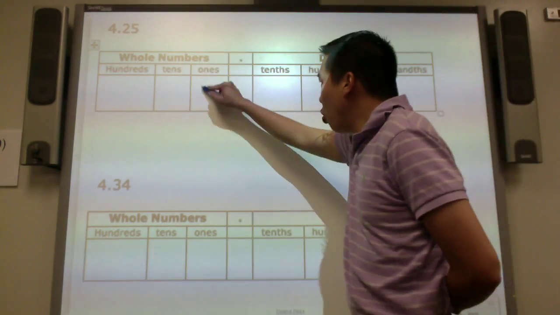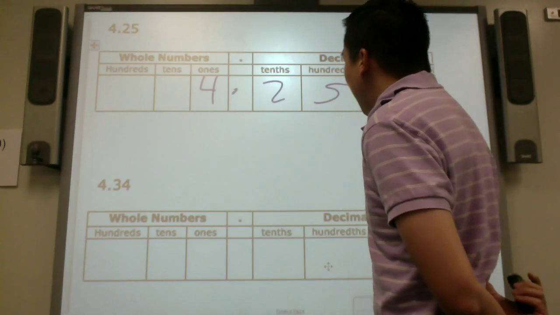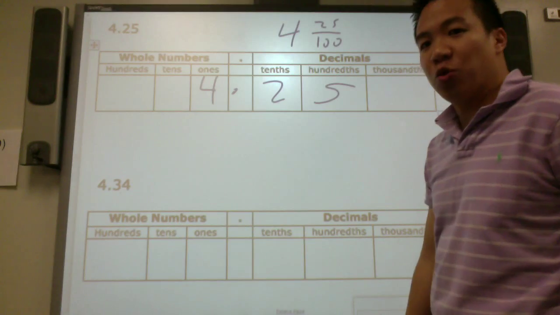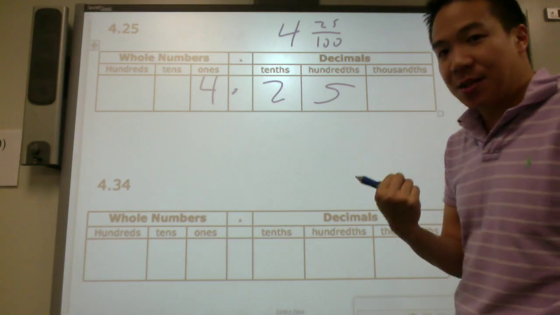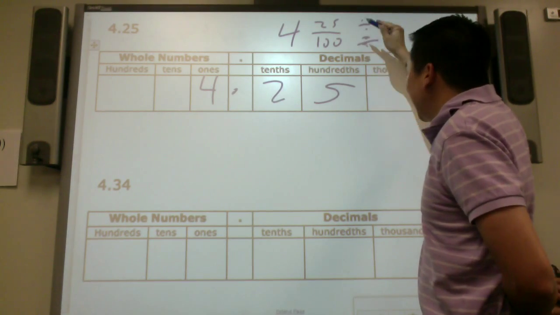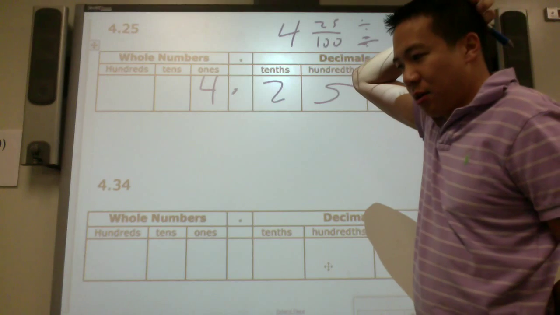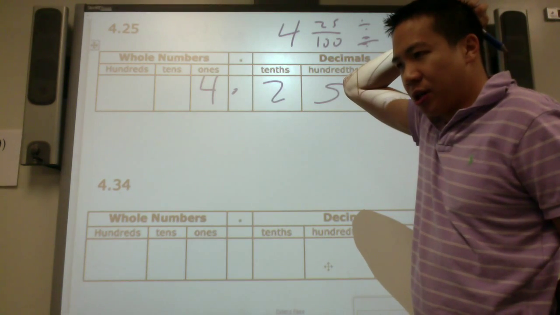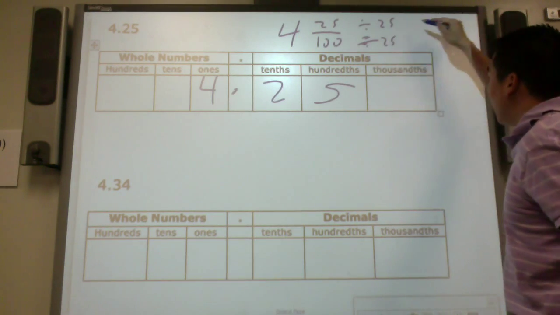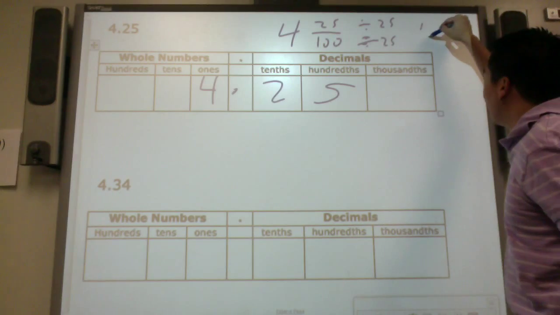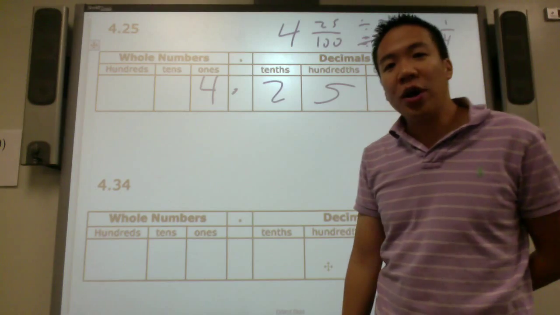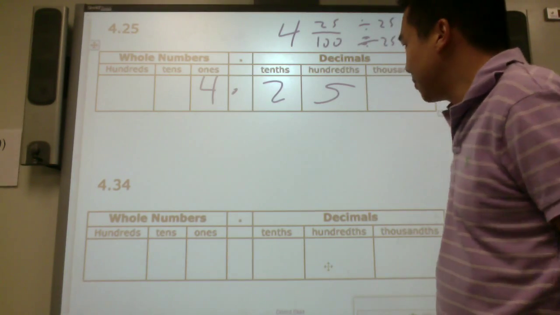Next one. 4 and 25 hundredths. So that's the fraction equivalent of it. Can we simplify this? Yes, you can. What can I divide 25 and 100 by? Can a quarter go into 100? Can 25? Yes, it can. So I can divide by 25. 25 divided by 25 is 1. 100 divided by 25 is 4. So it's 4 and 1/4. Think about it. 1/4 of a dollar is 25 cents.